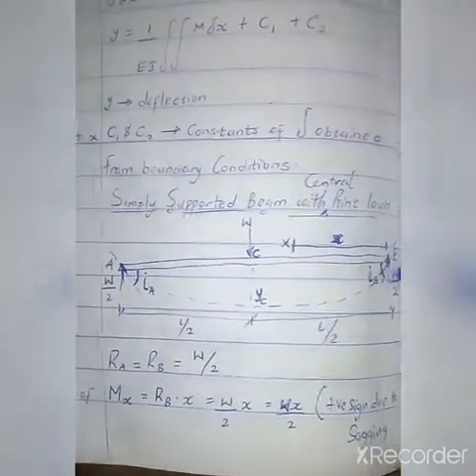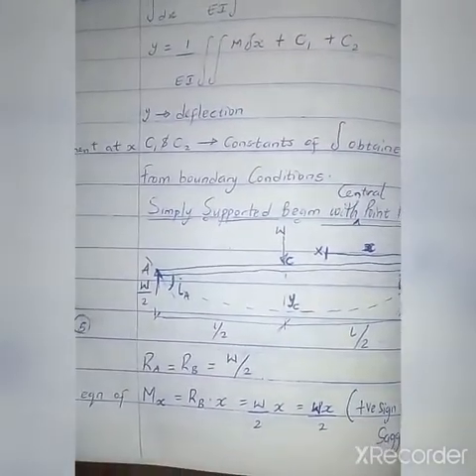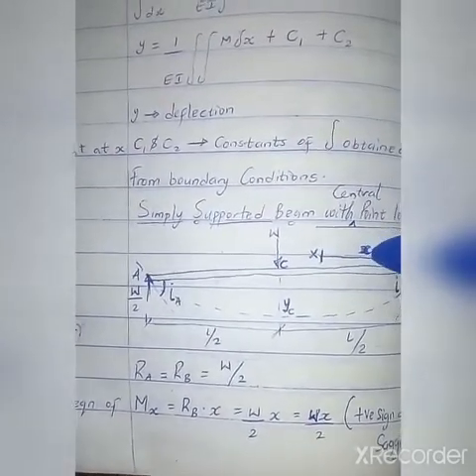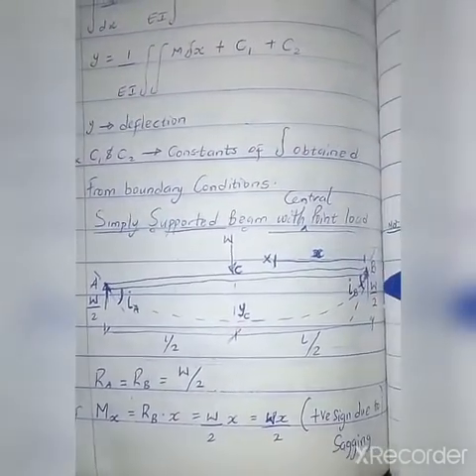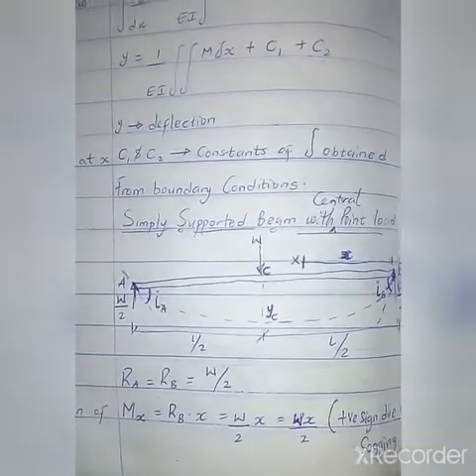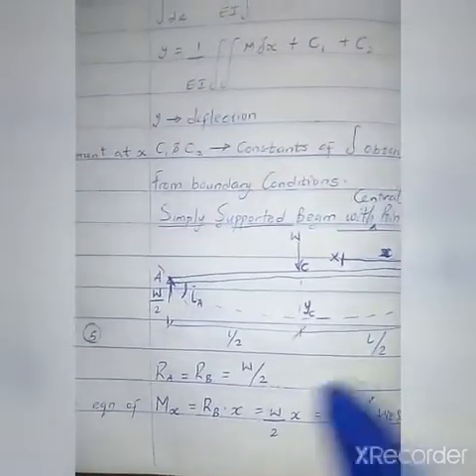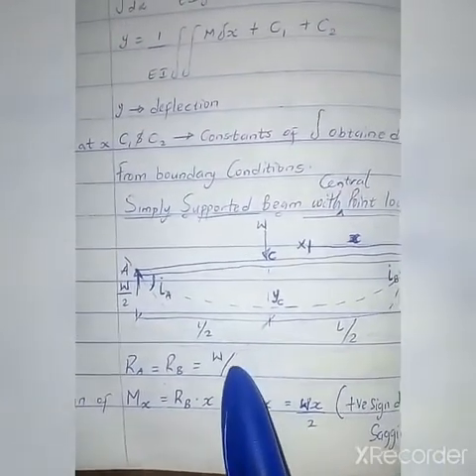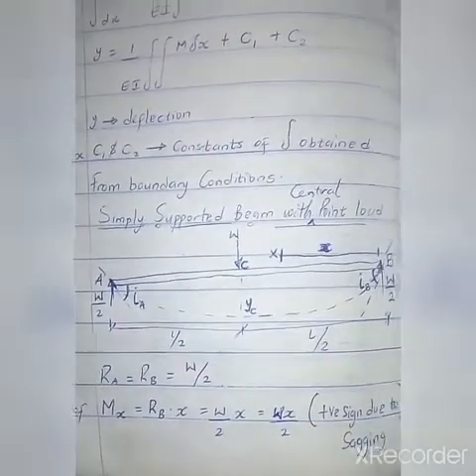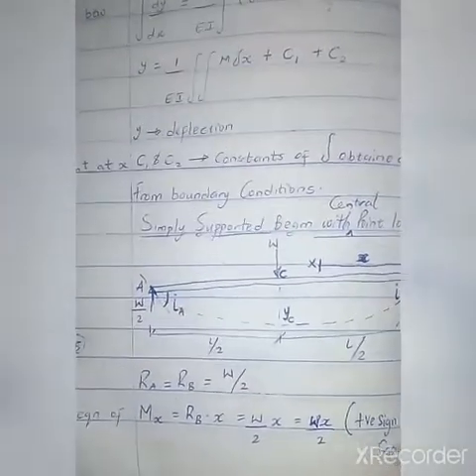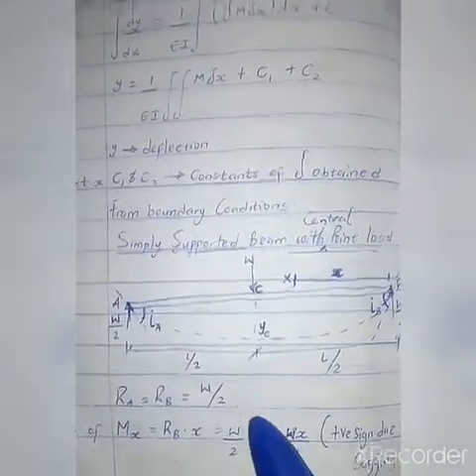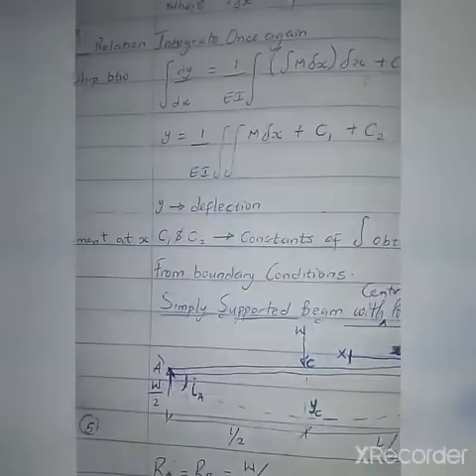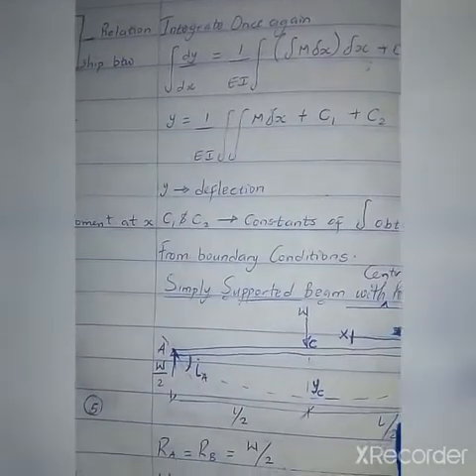So these are the reactions at A and B. This is a distance x from point B. The total length is L, then L over 2. The reaction at A is equal to the reaction at B, that's W over 2.